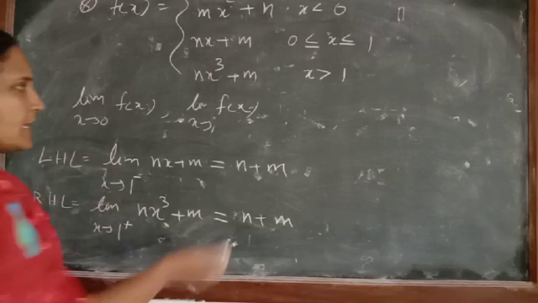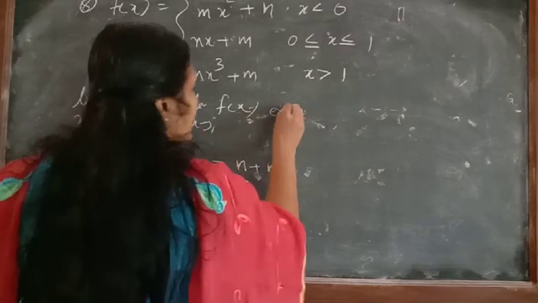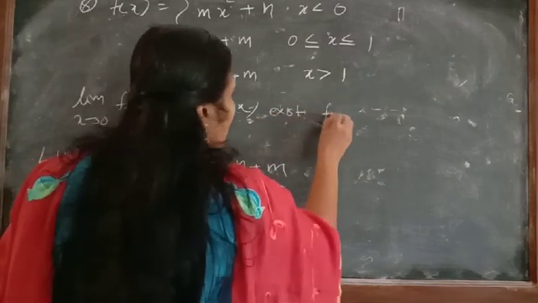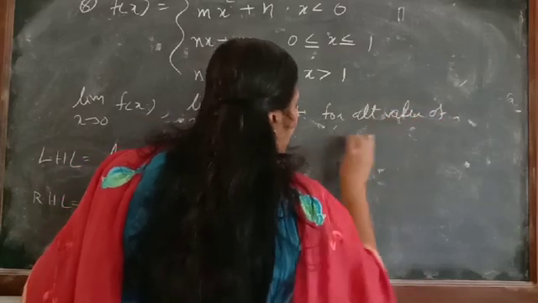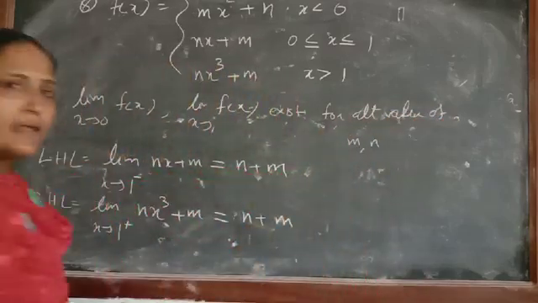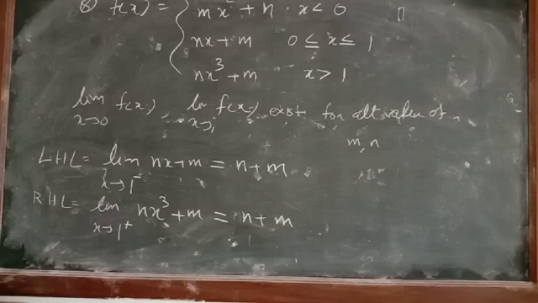So you can write down there limit x tends to 1 f of x will exist for all the values of m and n. Clear? Okay. Now we can check the next question.